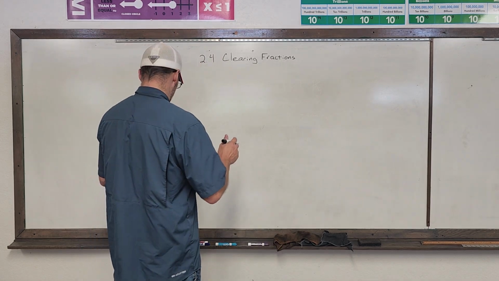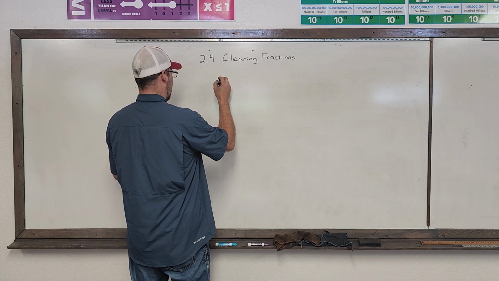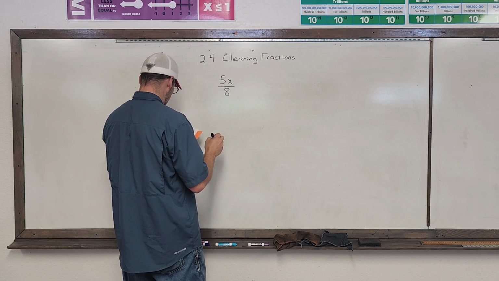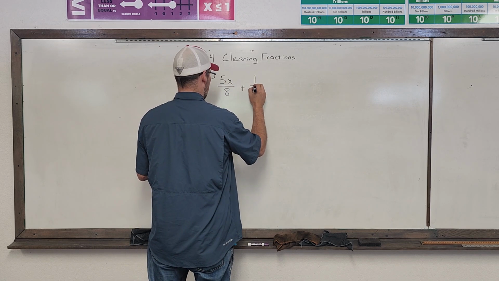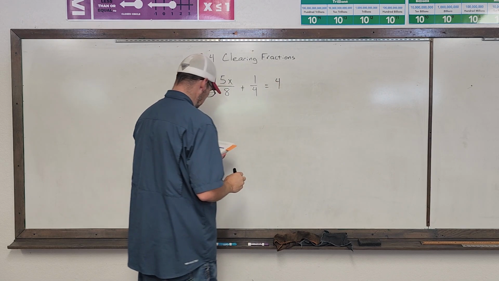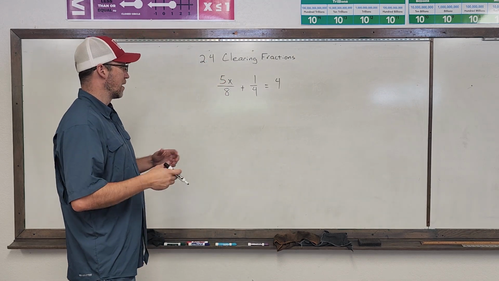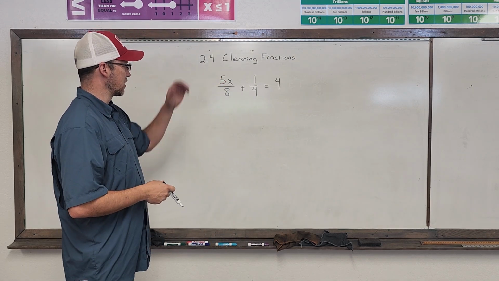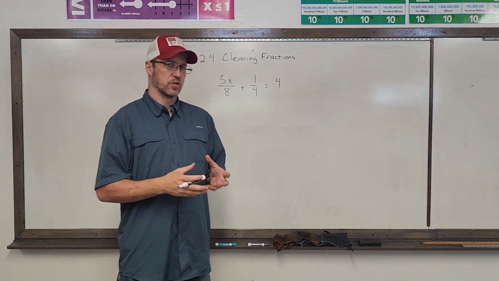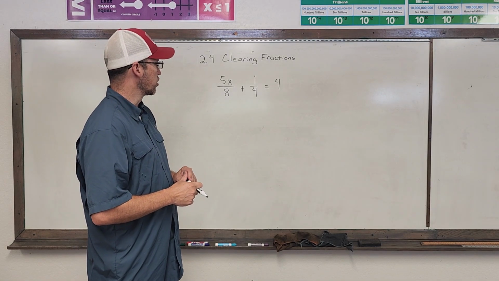So let's take a problem like, I'm looking at example 2.4a. We have 5x over 8 plus 1/4 equals 4. All right. So right out of the gate, we hate it because it has letters in it, it has fractions in it, all the things that we talked about we don't like. This puts them together. So let's see if we can get rid of those fractions.